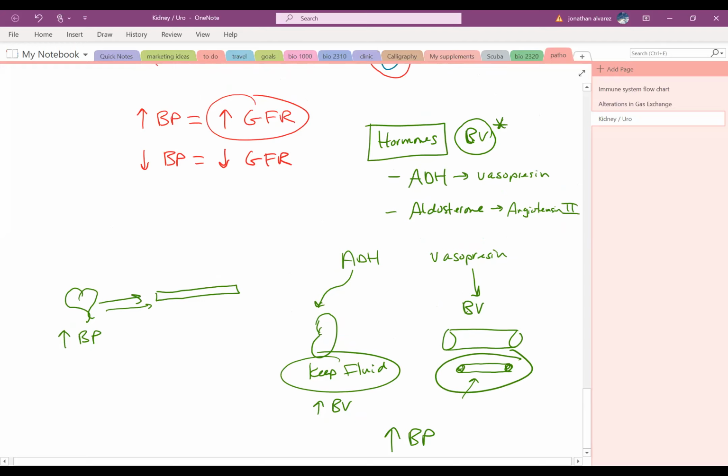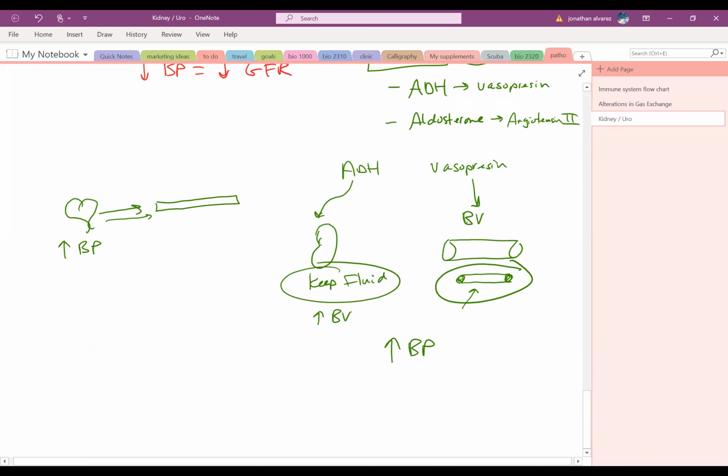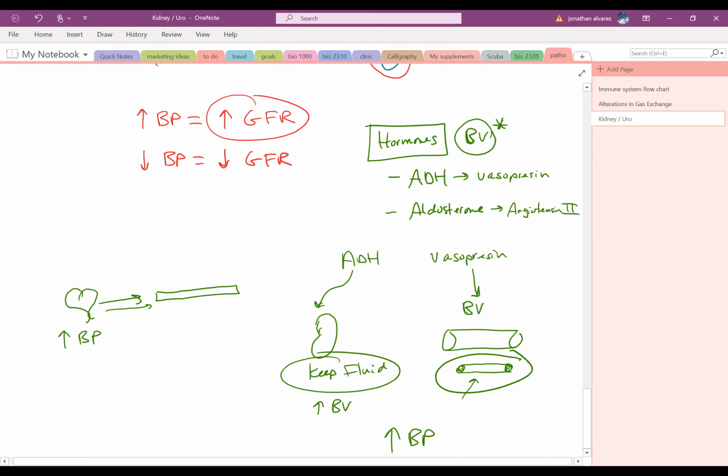And the kidneys have to release the renin, which is an enzyme, in order to help all this stuff, to start that whole aldosterone angiotensin mechanism.